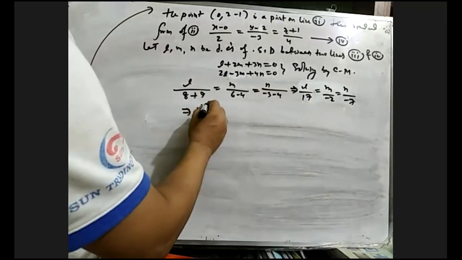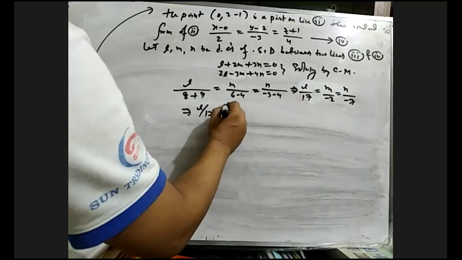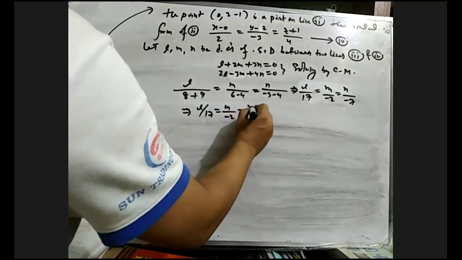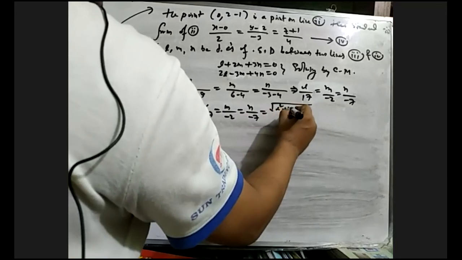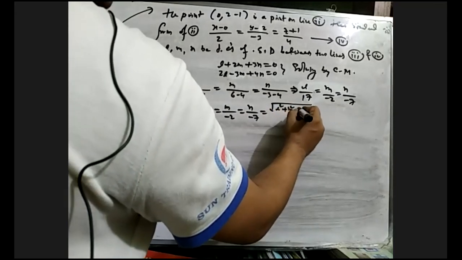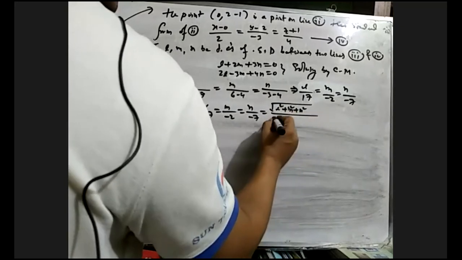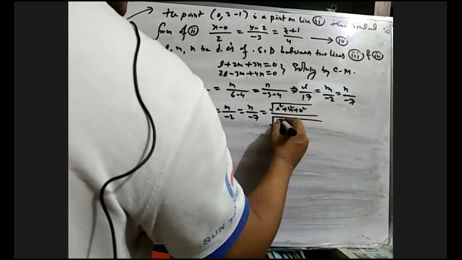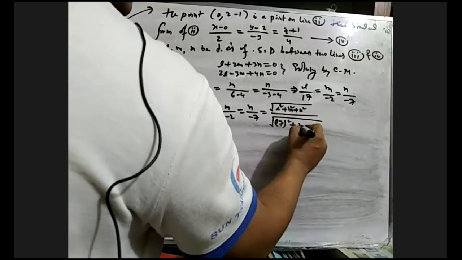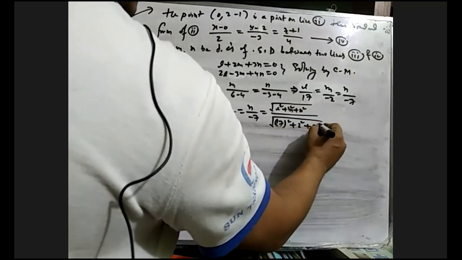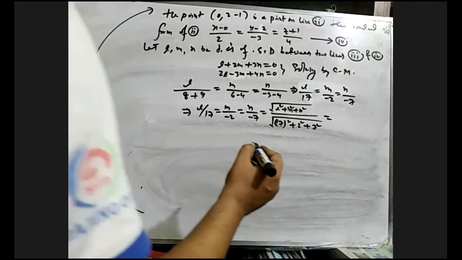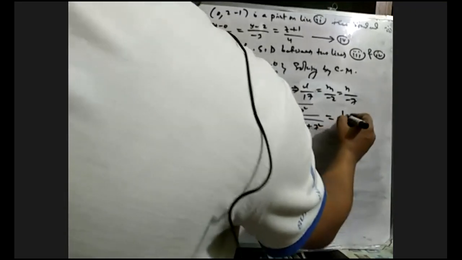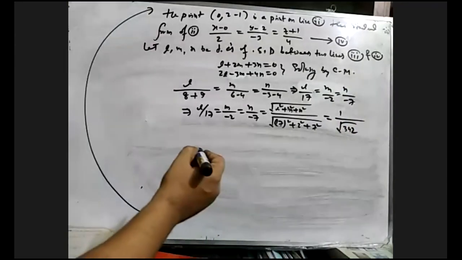From this one, L by 17 equals M by minus 2 equals N by minus 7. This equals the square root of L square plus M square plus N square, divided by root over 17 square plus 2 square plus minus 7 square. That means we get 1 divided by root over 342, maybe. You can calculate.